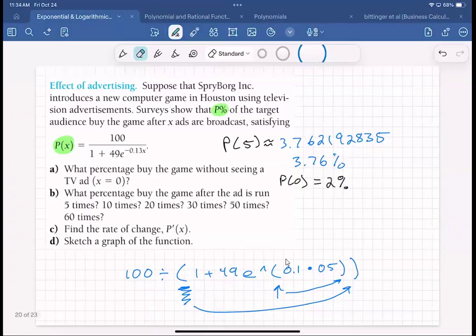So we already found P of 5. Let's go find the rest, though. I'm going to build a little table here for us.